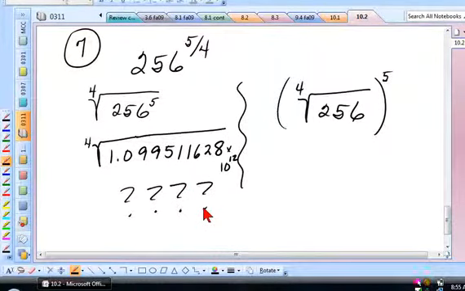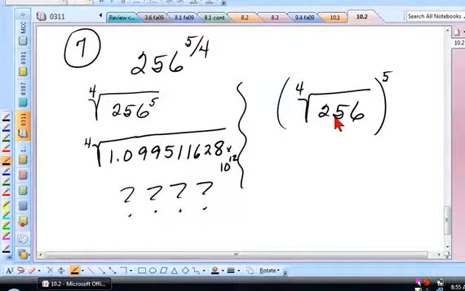Okay? I don't know what's going on. I can't even deal with a number of that magnitude. Okay, so I'm going back to this way. I'm going to take the root first while the number is still manageable. I don't want to raise it to the 5th power, let it get out of control, and then try to take the 4th root. So, take the 4th root of 256.